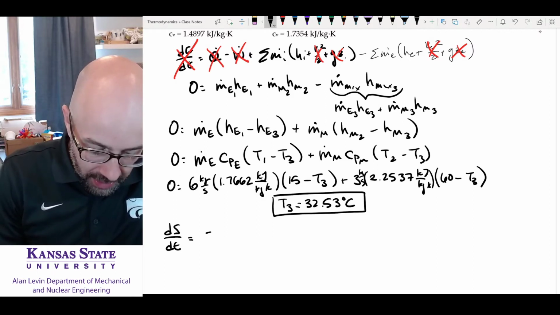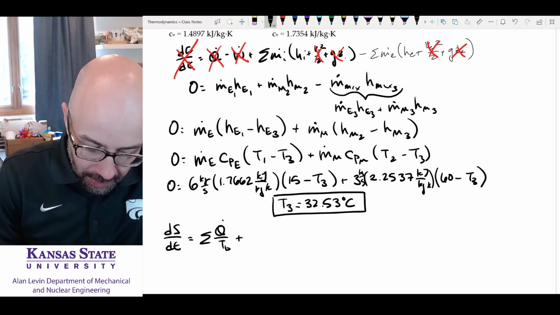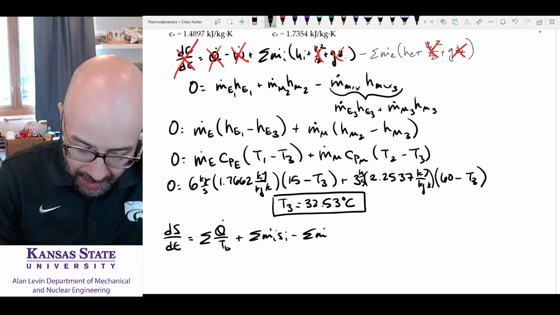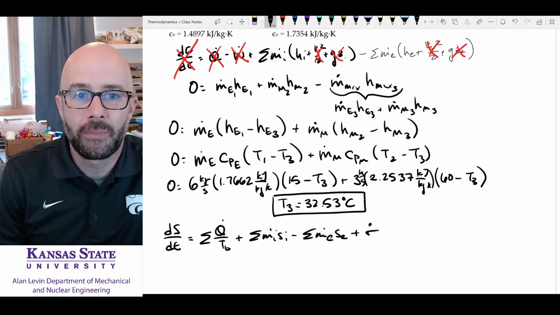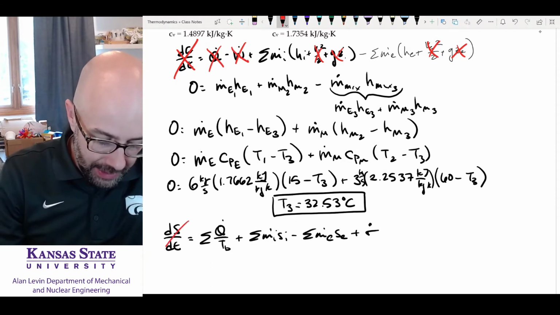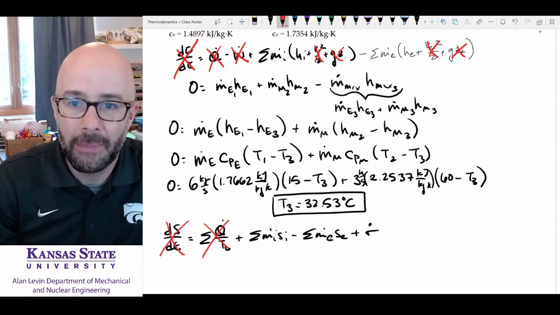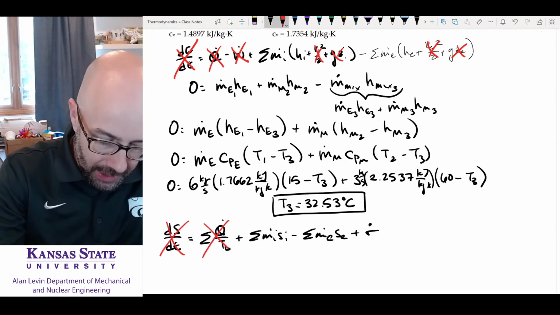ds/dt is equal to the summation of the heat transfer rate over the temperature at which that heat transfer rate occurs, plus the summation of my mass flow rate in times entropy in, minus the summation of my mass flow rate exiting times entropy exiting, plus the entropy generated. Okay, and again, we're going to be dealing with a steady state situation, and we're adiabatic. And so we're going to be down here to be this.